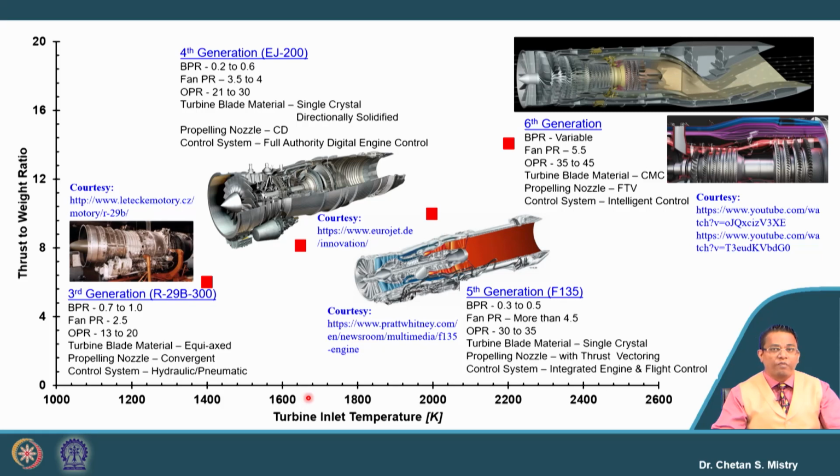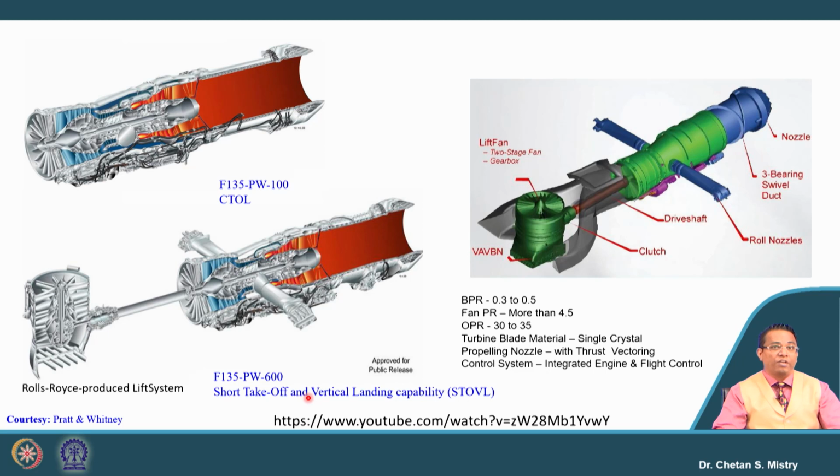So let's look at one of those engines. This is the fifth generation engine, the F135, which was designed and developed by Pratt and Whitney. Here, if we look, they have two configurations. There are a number of configurations being explored by Pratt and Whitney.